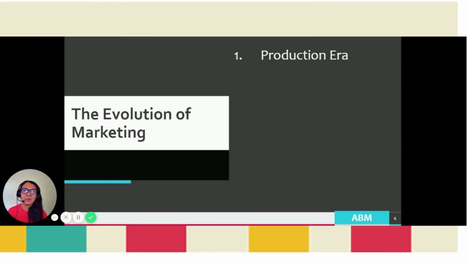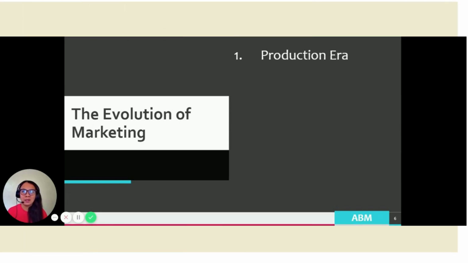This, however, was only successful because of the limited amount of products at the time. There were fewer options during that time. There were fewer alternatives for customers to choose from.